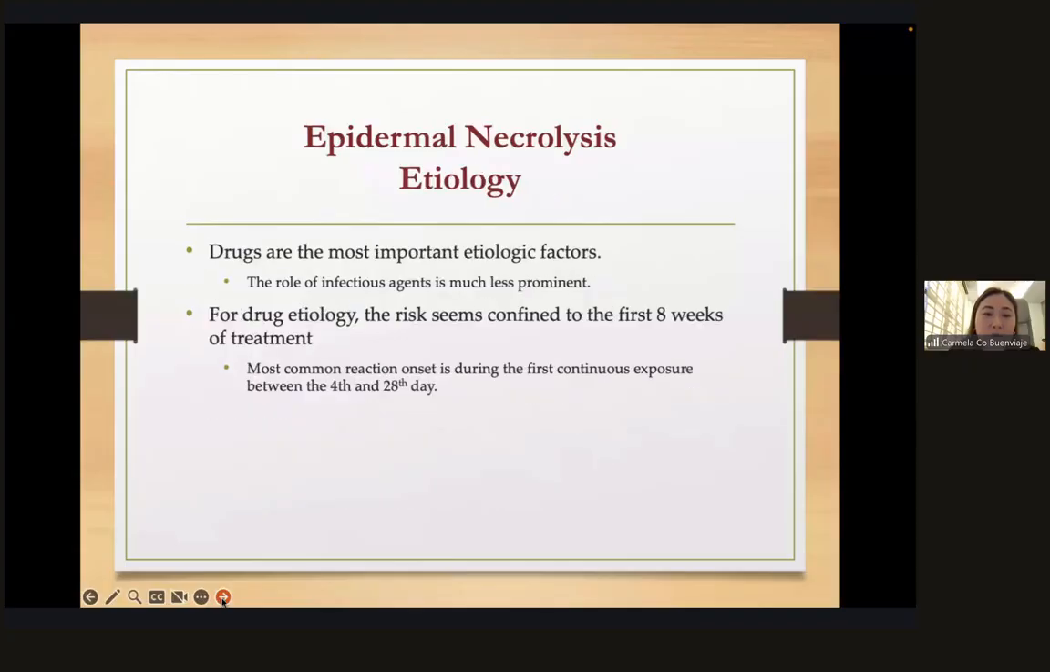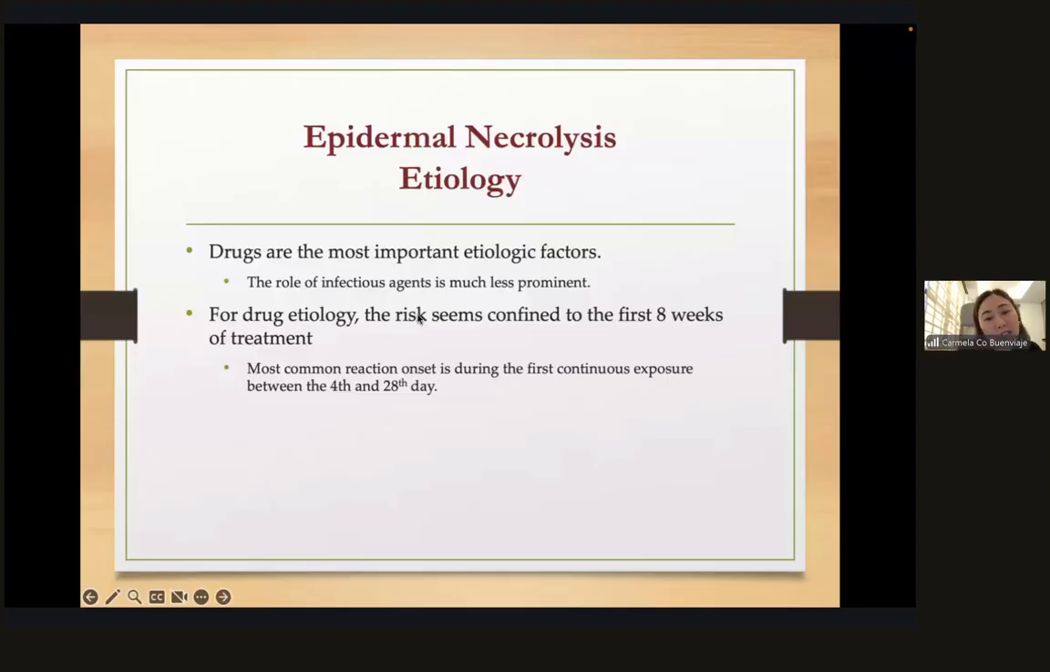Okay. So drugs are the most important etiologic factors, of course. There's also a small role of infectious agents, but it's much less prominent. So if the patient already has epidermal necrolysis, and on drug history there's really nothing, like totally nothing, not even eye drops, not even herbals, none, then we should also consider infectious agents.